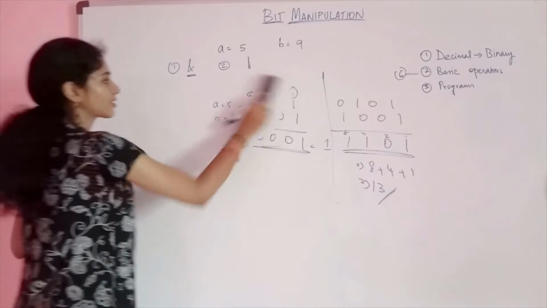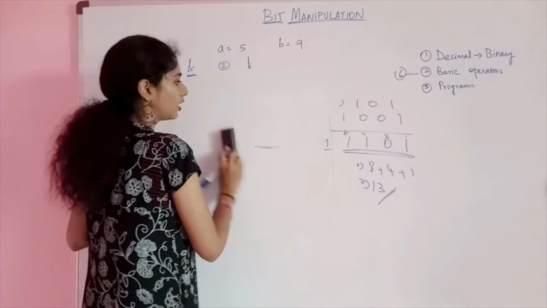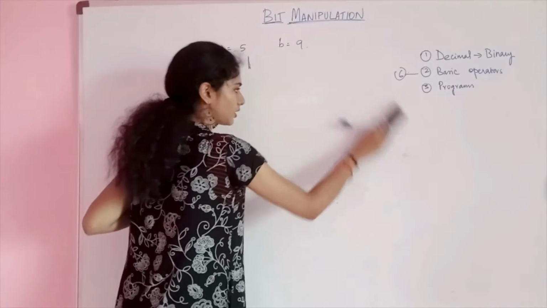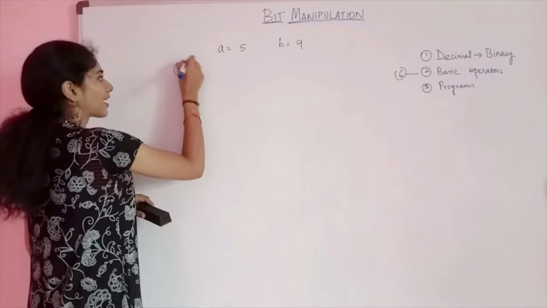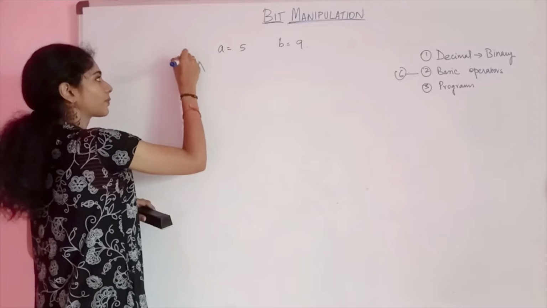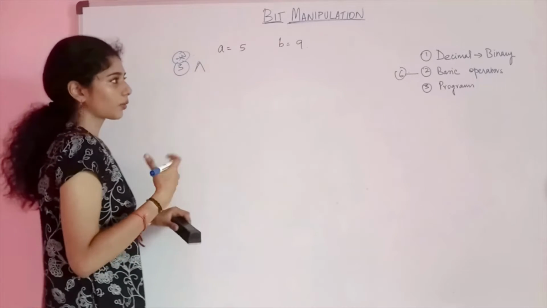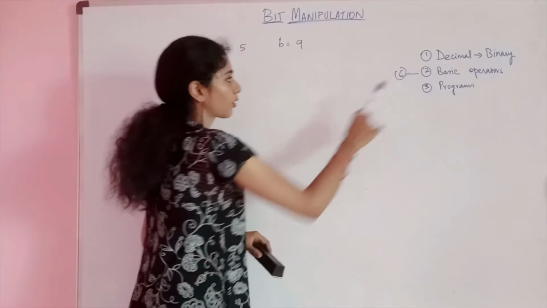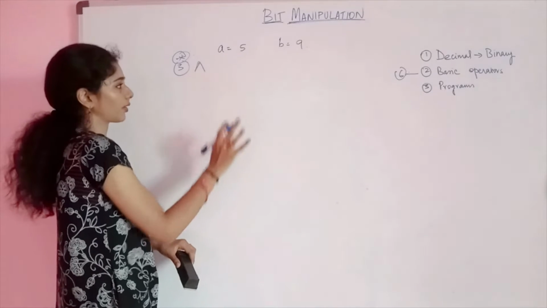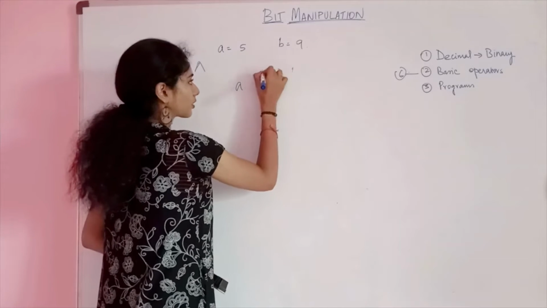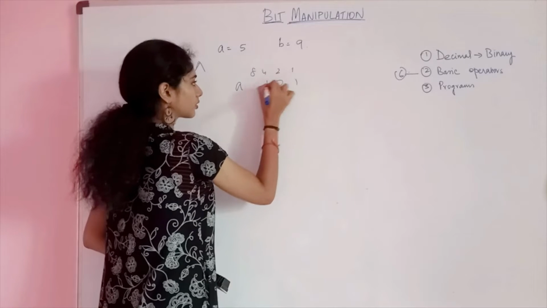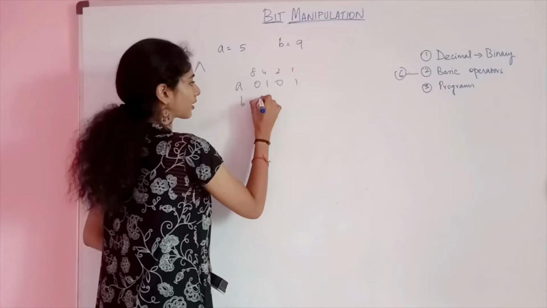Alright, so let's consider the third operator. The third operator shall be XOR. XOR is actually very important. Most of the questions that you will encounter in your programs will be pertaining to XOR only. So XOR again. A is equal to what? B is equal to 9.